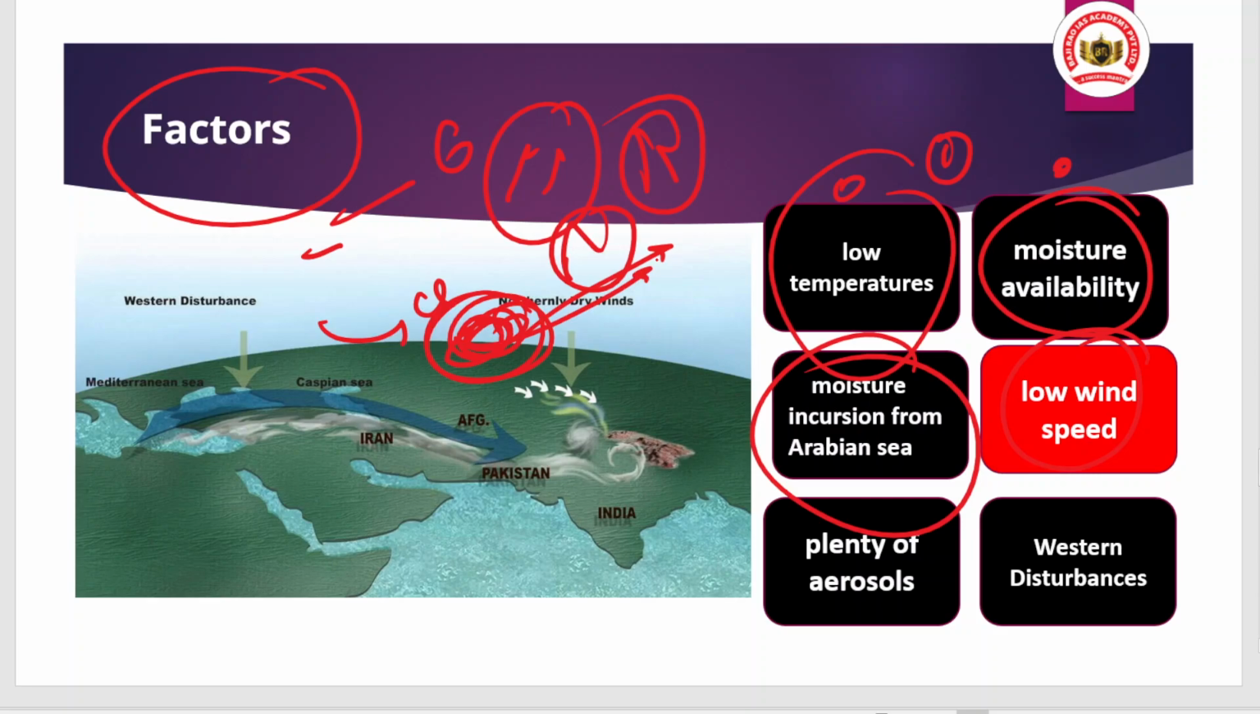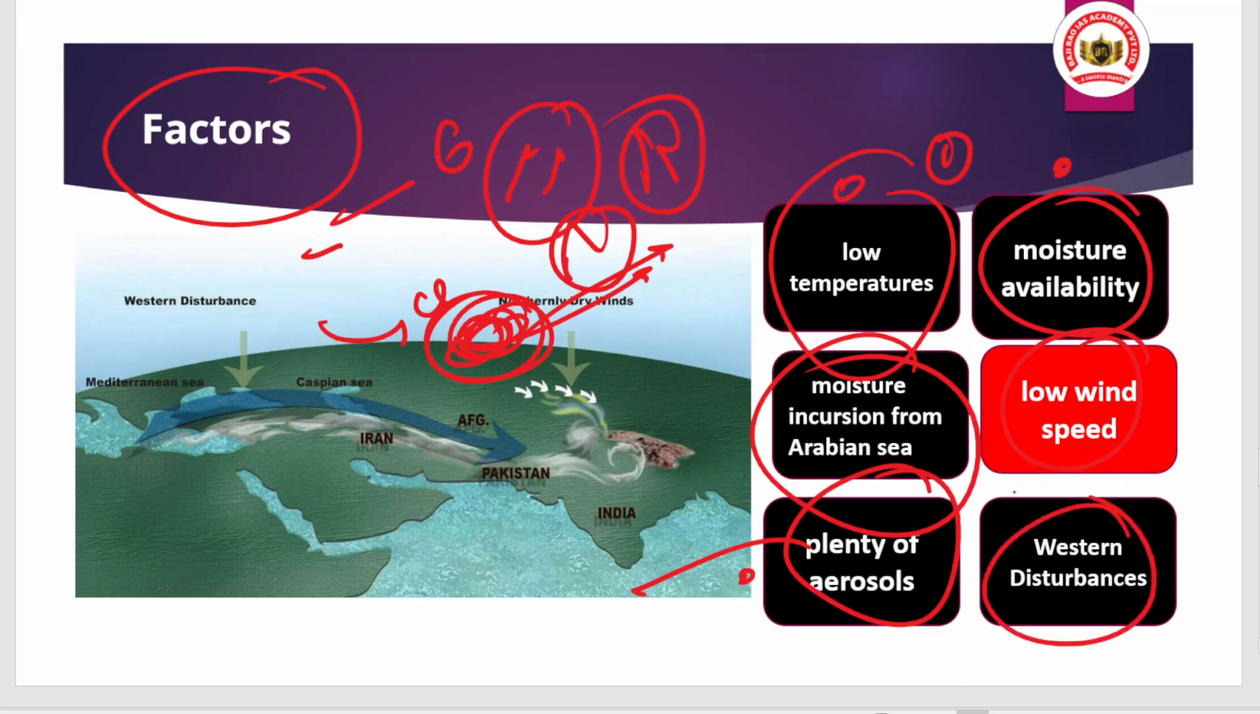Low wind speed is very important, and there is a need for plenty of aerosols. What are aerosols? These are basically the particles in the air, the particulate matter as well. They act as condensation nuclei around which the moisture droplets reside and condense. So this is also a very important condition.